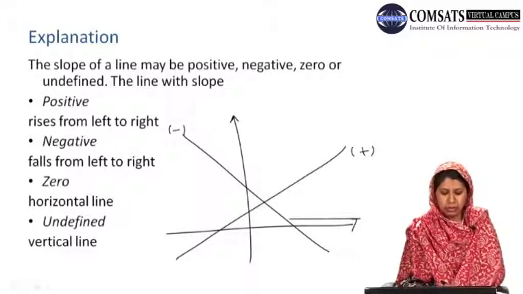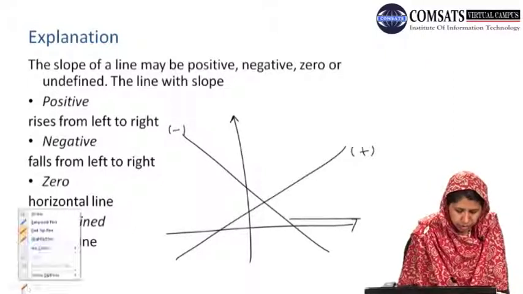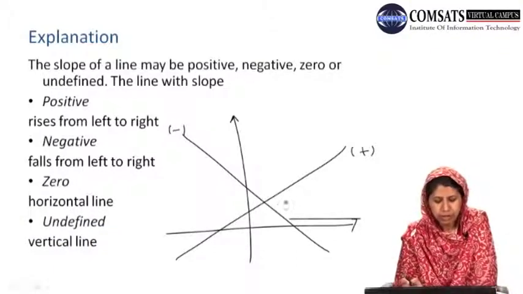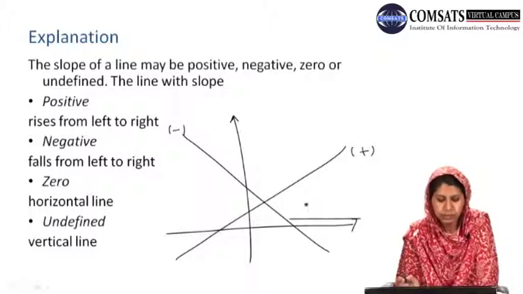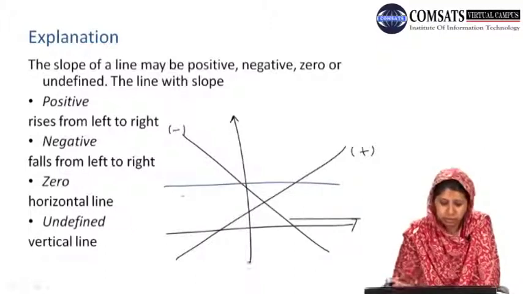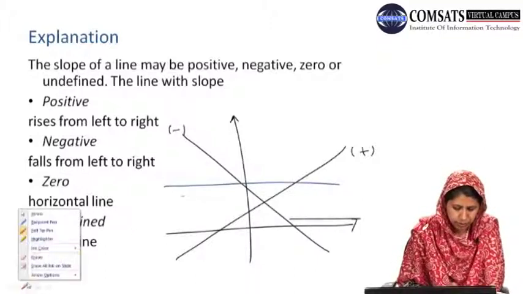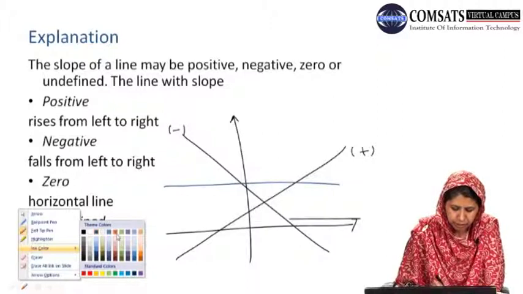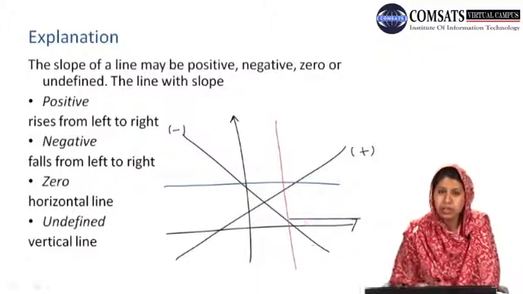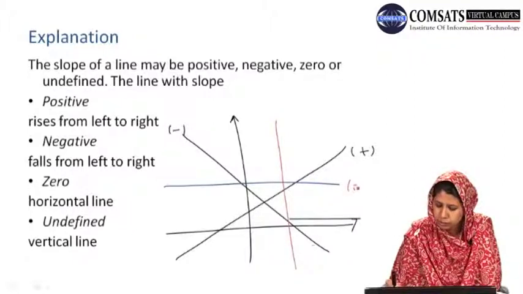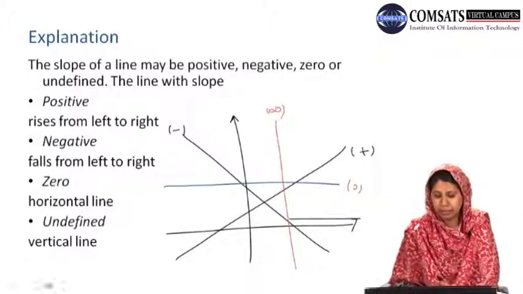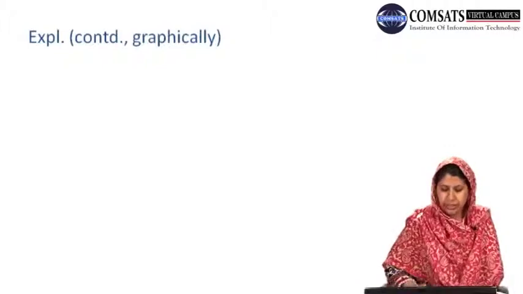Now if we have a line with slope 0, which means that we have a horizontal line, that is this line. And if we have a line with slope undefined, which means that we have this vertical line. This is the line with slope 0, this is the line with slope undefined. Let's have a look at it again.